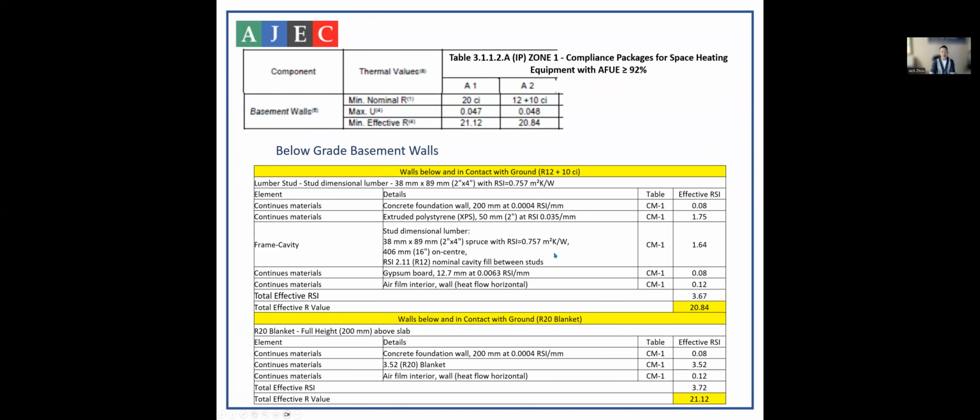What's important on this slide is that although they say R20 CI is equivalent to R12 plus R10 CI, the effective R value of these assemblies is not the same. They're the same in terms of code compliance, but the actual effectiveness of these assemblies is not the same. So you can see here, R20 CI.